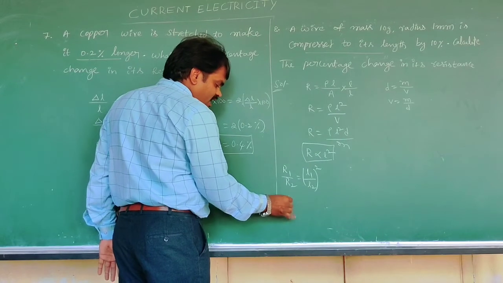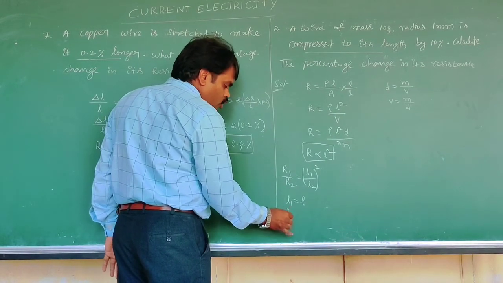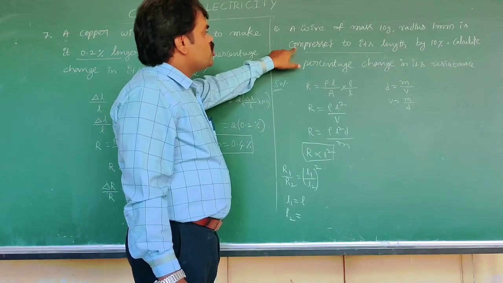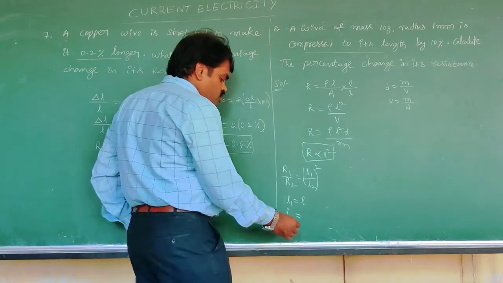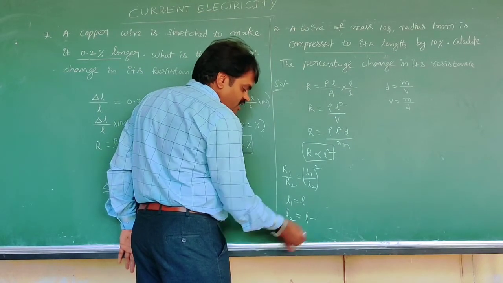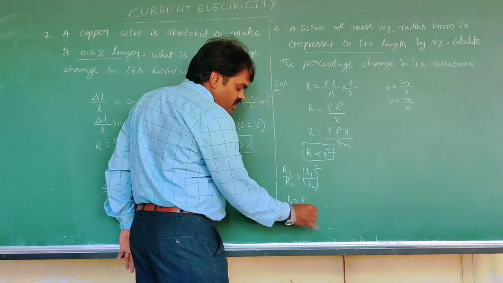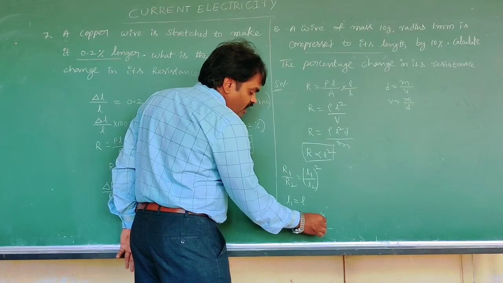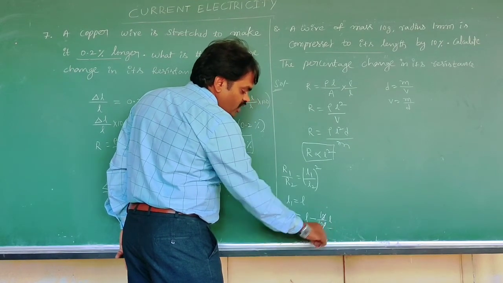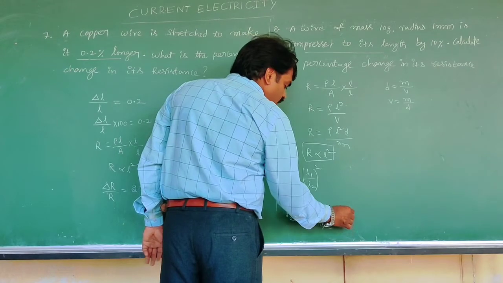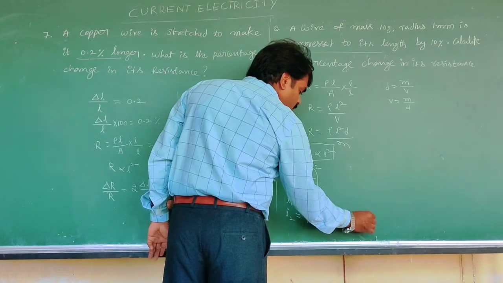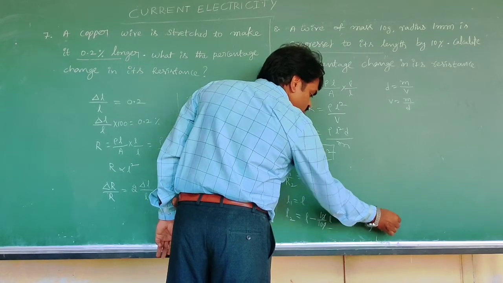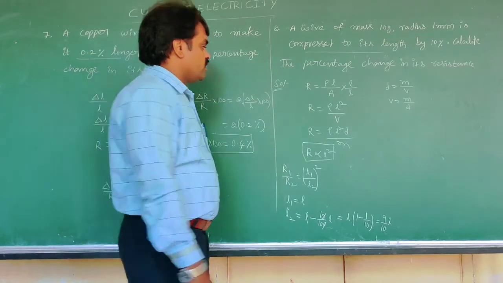Let's say L1 is equal to L. L2 is equal to, according to the question, the length is compressed by 10%. That is L minus 10 by 100 L. The zeros cancel. What do we get? L common, 1 minus 1 by 10. That is 9 by 10 L. Now we substitute.